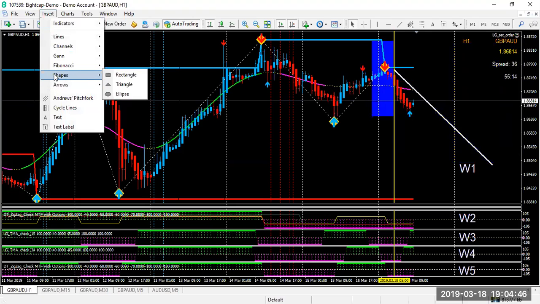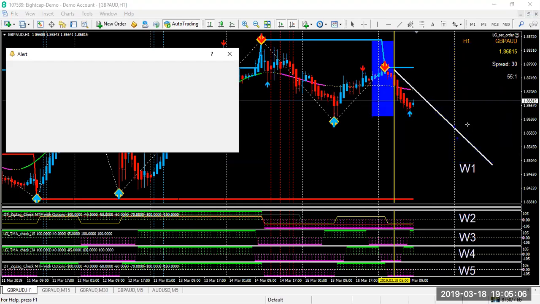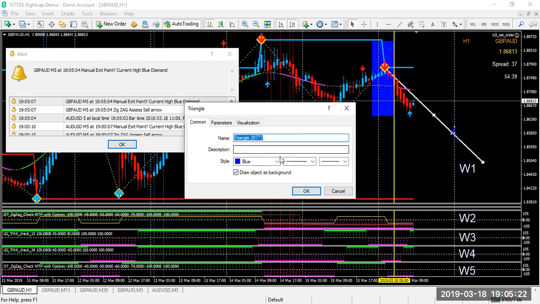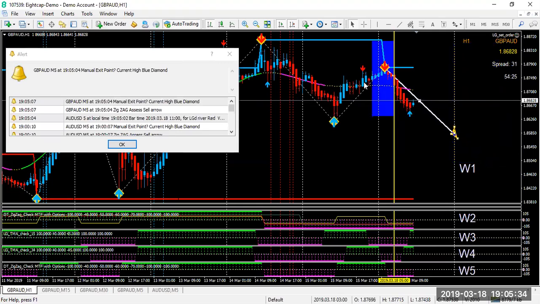So put a triangle then. Bam. Okay, you get the picture. Not a good diamond, but at least I can make it yellow. Okay, so this is what it does.